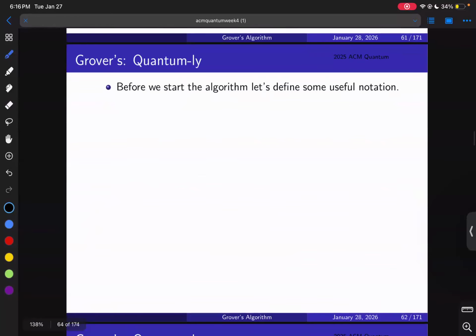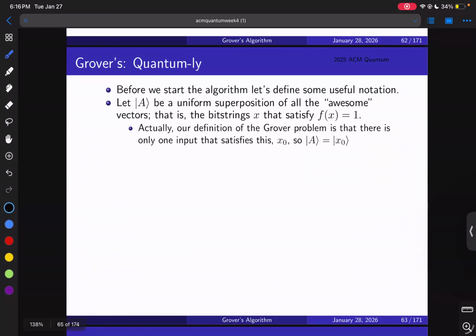Okay. So let's define some notation before we do the quantum solution. Let's define this ket A. That's a uniform superposition of what we call awesome vectors, which is the A in the middle. Those are all the bit strings that satisfy f of x equals 1. In our definition of the problem, we said that only one string, which we called x naught, satisfies this. So that means that this awesome state is just the x naught state. In that example where the string was 110, we would have ket A equals ket 110.